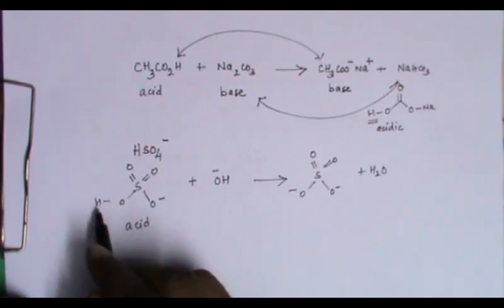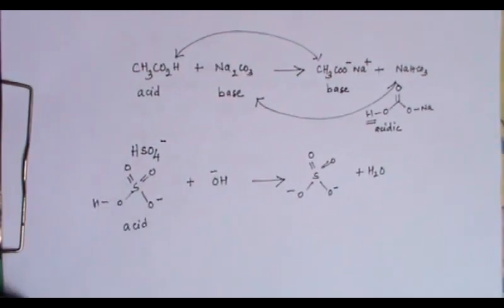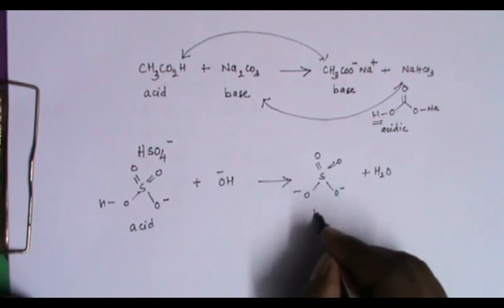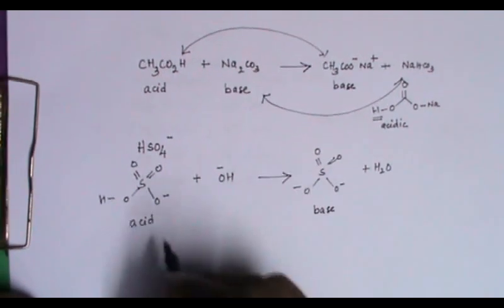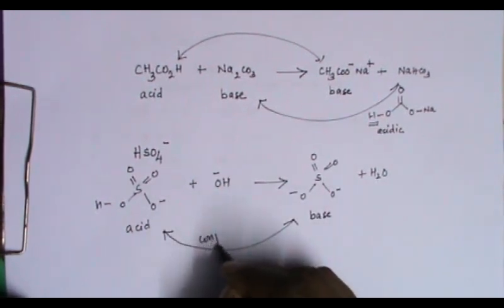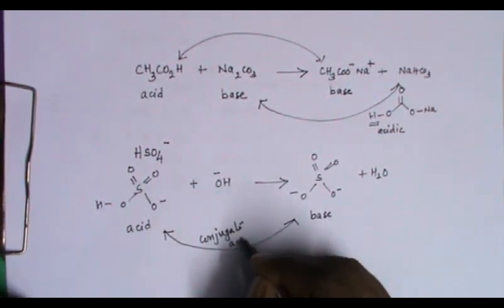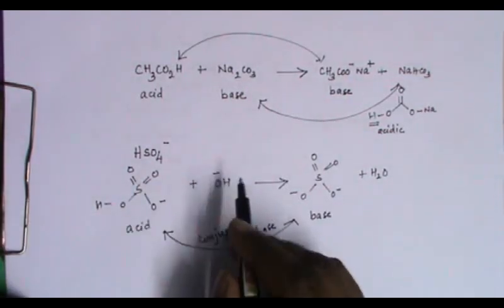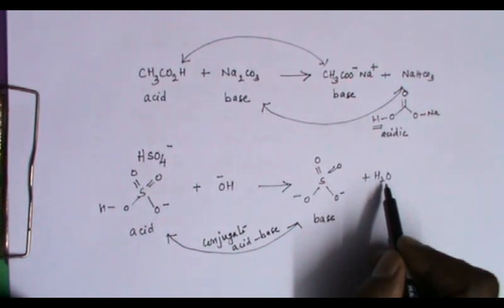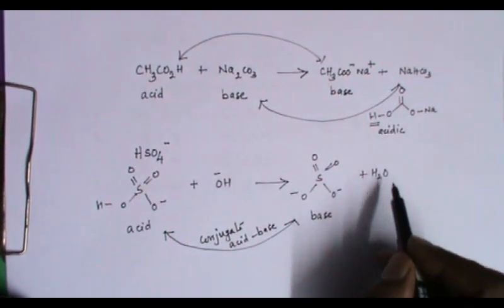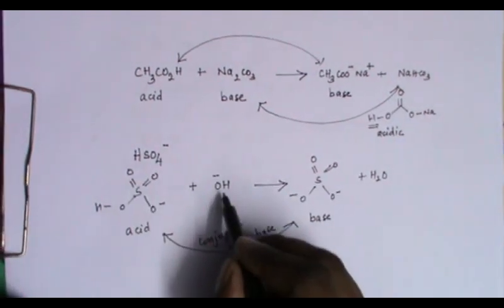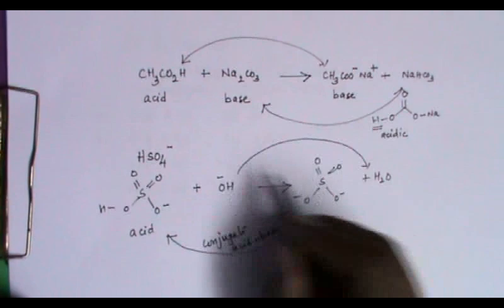This hydrogen is acidic, so this is basically acid. After the abstraction of acidic hydrogen, what we get is base. So these two are conjugate acid-base pairs. OH minus is base. After the abstraction of proton, what we get is water. Water can give H plus. So this is acid. This one is base. So these two are conjugate acid-base pairs.